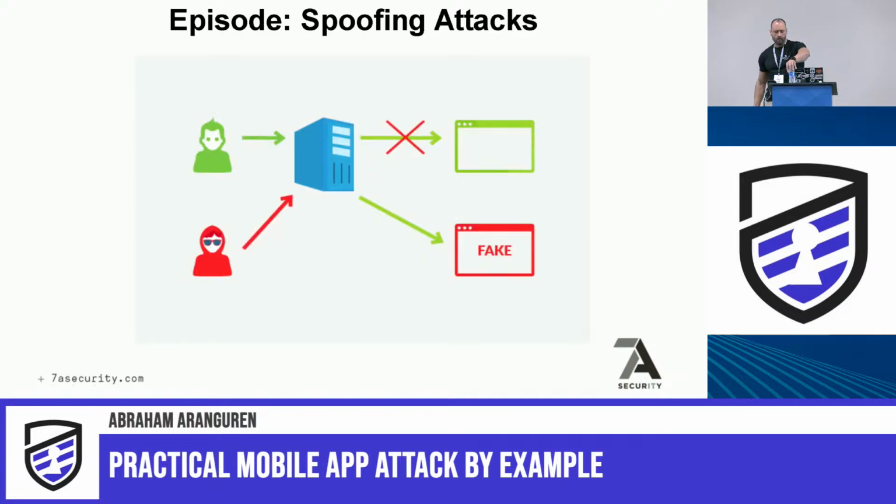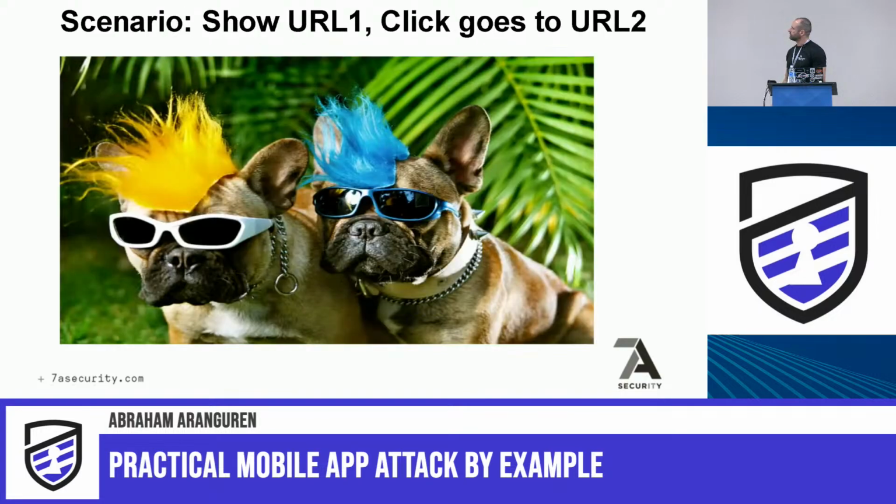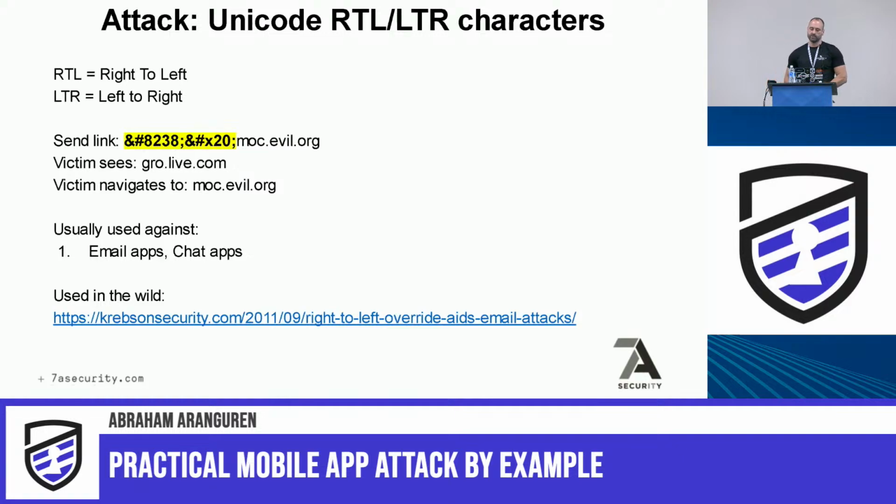Now, another interesting scenario in mobile applications is spoofing attacks, right? Where you show something, but the user is really going to do something else. For example, you show one URL, but then the user clicks on it and they go somewhere else. So sometimes you can do this with Unicode, left to right and right to left characters.